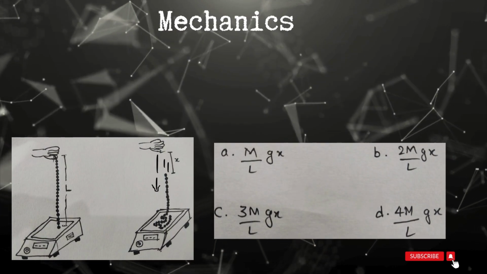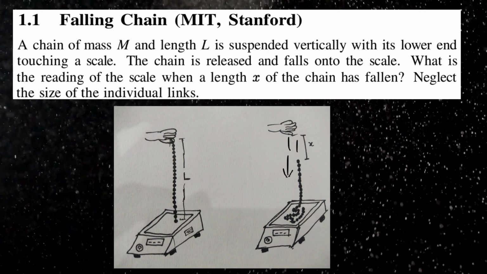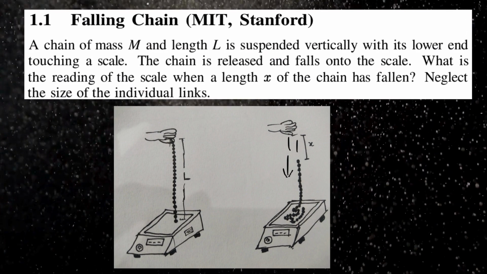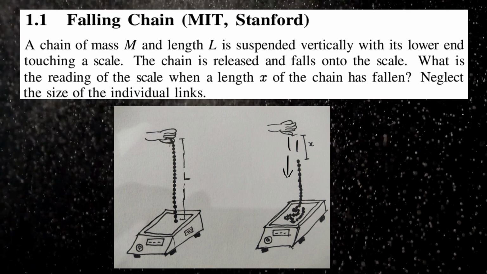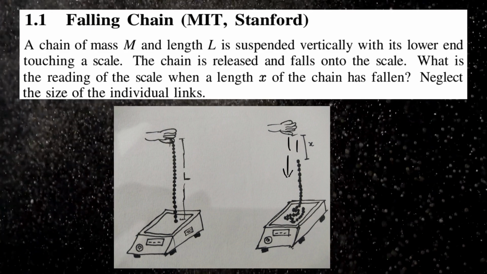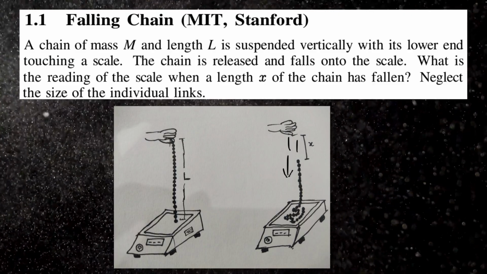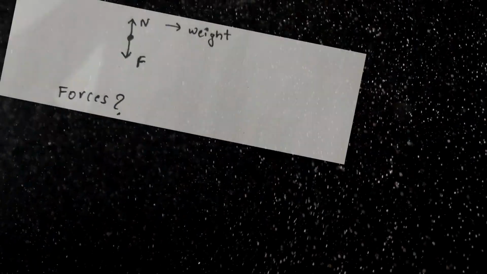Today's problem is an interesting one. Imagine you are holding a chain with a mass m and length L. Below your hand there is a weighing scale. What will the scale measure when you drop the chain and it falls a length x? Take a moment to think about it and feel free to pause the video and work on the solution.